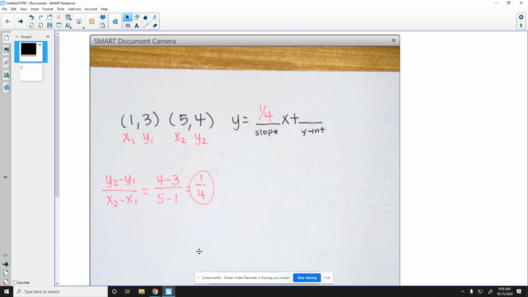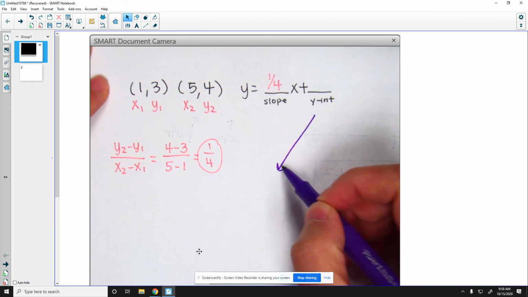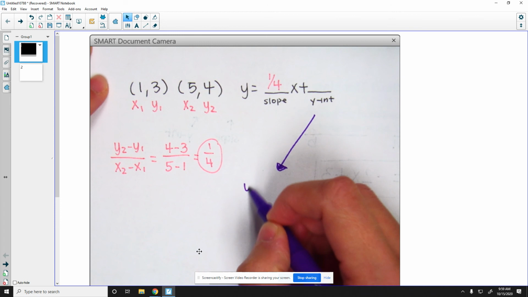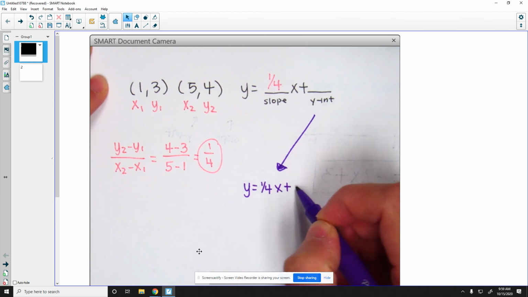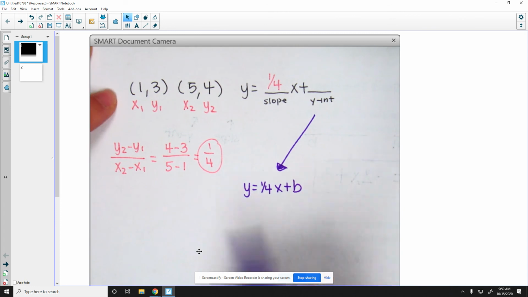But I still don't know what my y-intercept is. Does anyone have any idea? How can I figure out what the y-intercept is? Cooper, did you have your hand raised? You have to plug it in. Okay, what do you mean by plug it in? Basically, you have to write the equation with one of the ordered pairs, but leaving out the y-intercept, trying to solve it. Perfect. Exactly. That's the only way. So this is what Cooper is saying. To find the y-intercept, you so far have y equals 1/4 x plus, I don't know that. So let's just say that's b. That's like my unknown.